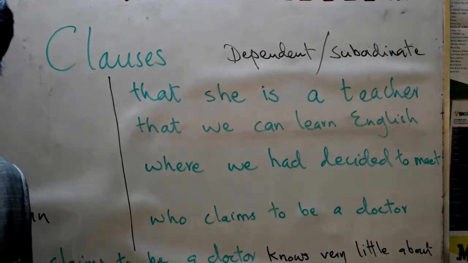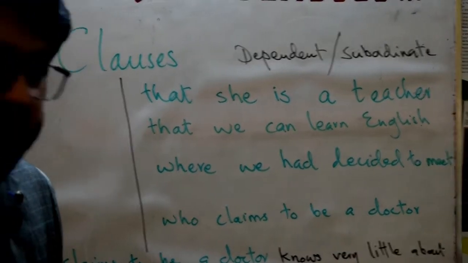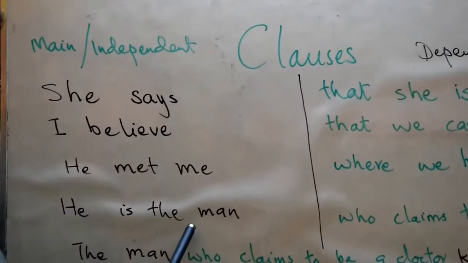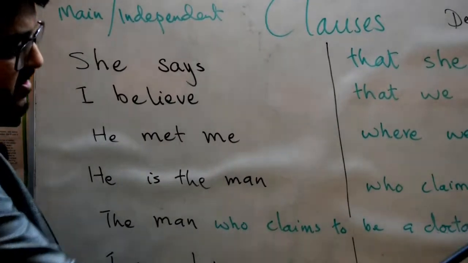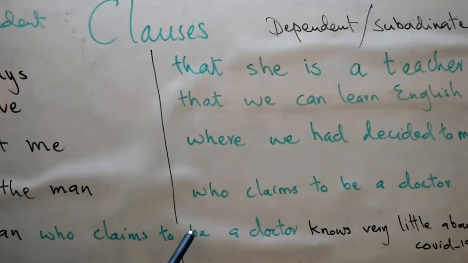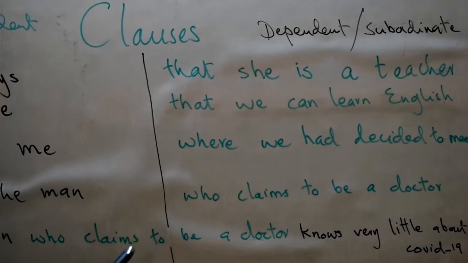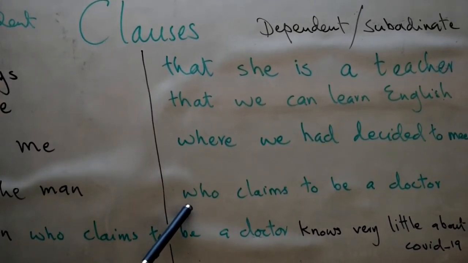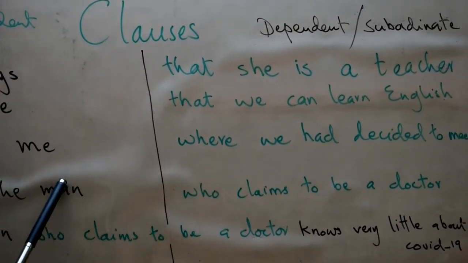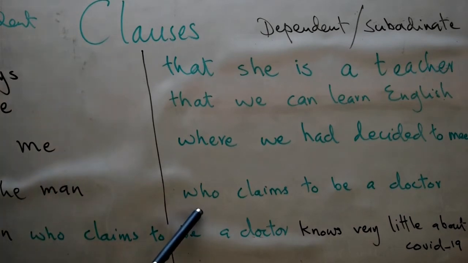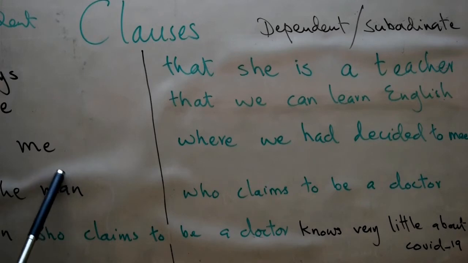Now it has got the sense. He is the man who claims to be a doctor. Now both the clauses are understandable. This is the subordinate clause, this is the dependent clause describing the man, which is a noun in the main clause. So we can say this is the adjective clause because it is describing a noun in the main clause.